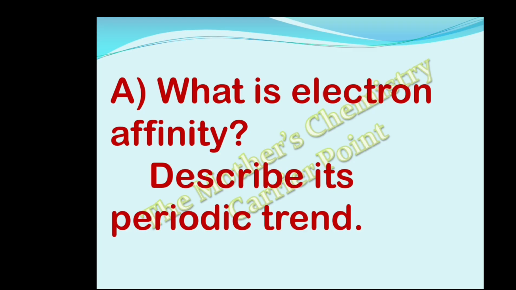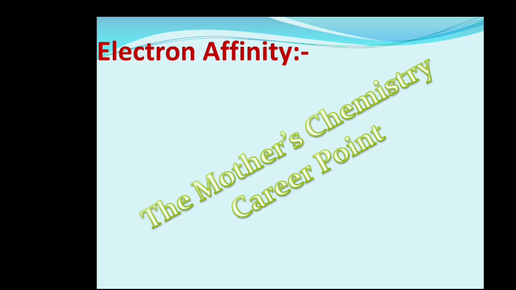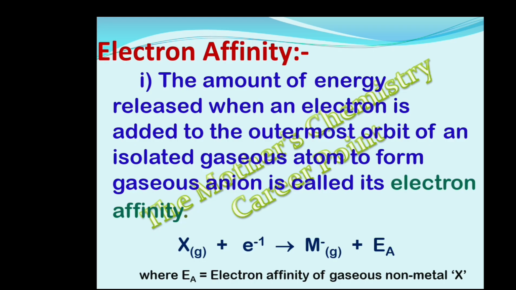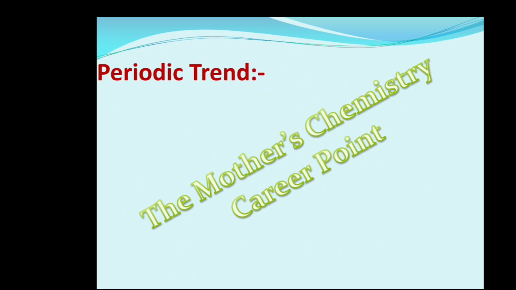What is electron affinity? Describe its periodic trend. The amount of energy released when an electron is added to the outermost orbit of an isolated gaseous atom to form a gaseous anion is called electron affinity. X gaseous neutral atom, whenever an electron is added to it, becomes X minus gaseous ion by the evolution of energy EA, where EA is the electron affinity of the gaseous nonmetal X.